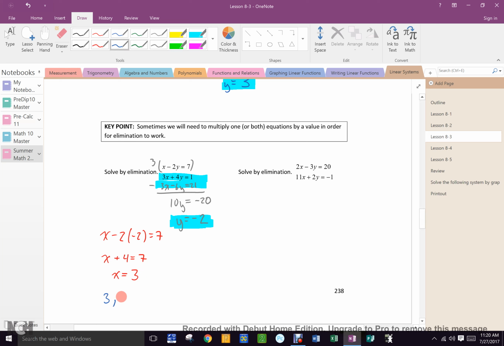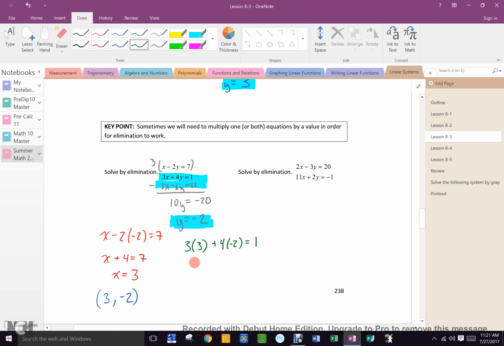3, negative 2. Then I check. Do I check the top one? I don't need to check the top one because that's the one I just worked with, right? So I need to check the bottom one. And I check the bottom one by doing 3 times 3 plus 4 times negative 2 equals 1.